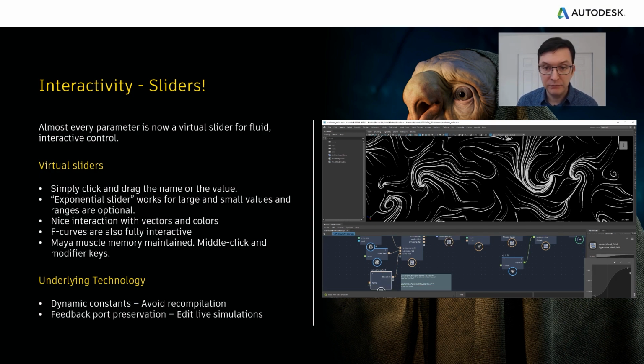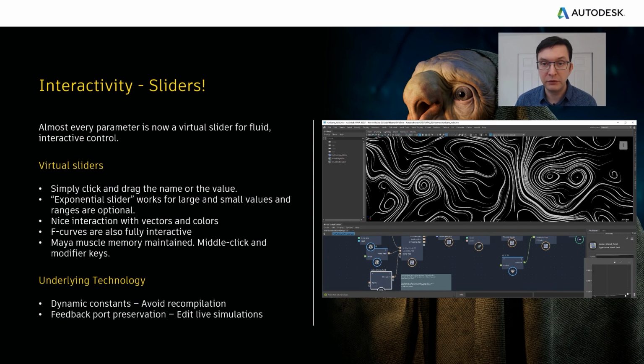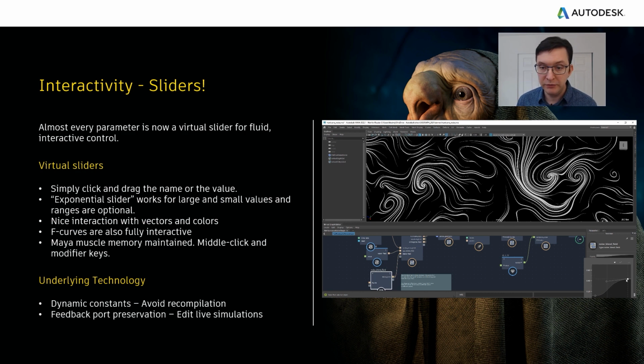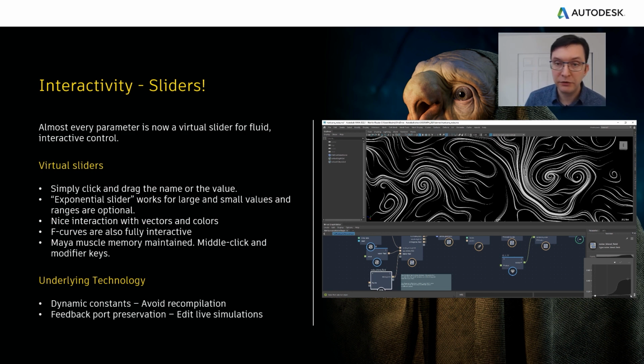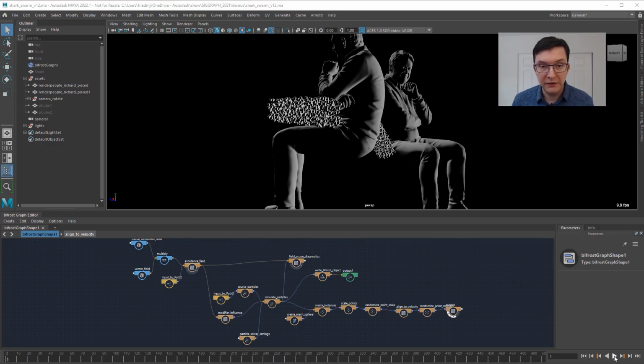F-curves are fully interactive, which is very important, especially in cases like this, where the relationship that you're controlling with your F-curve may be a little bit abstract. And our sliders respect Maya muscle memory. They've taken a lot of inspiration from the channel box, and both middle click dragging and modifier keys are preserved from there. There's a couple pieces of underlying technology that have enabled this. First, dynamic constants, which allows us to change values without needing to recompile, and feedback port preservation, which allows us to edit live simulations. So let's take a look at that.